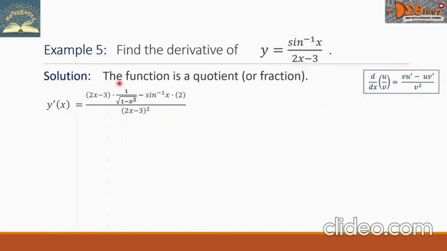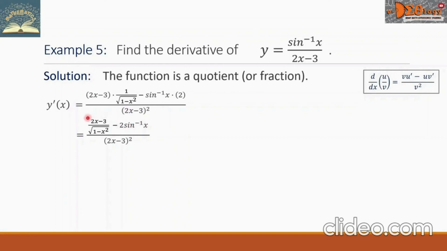Now we simplify our numerator. So we have 2x minus 3 all over the square root of 1 minus x squared minus 2 sine inverse x. All over, the denominator here will just be same. Now let us simplify our numerator.